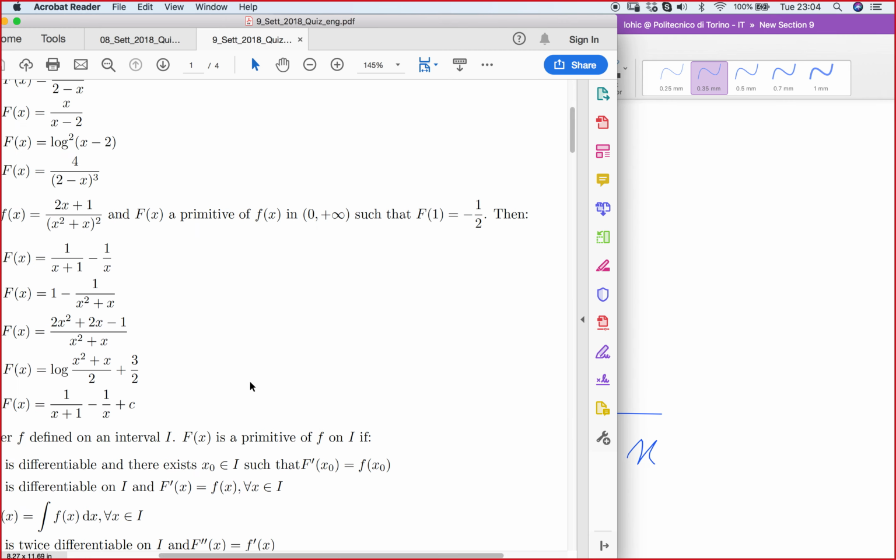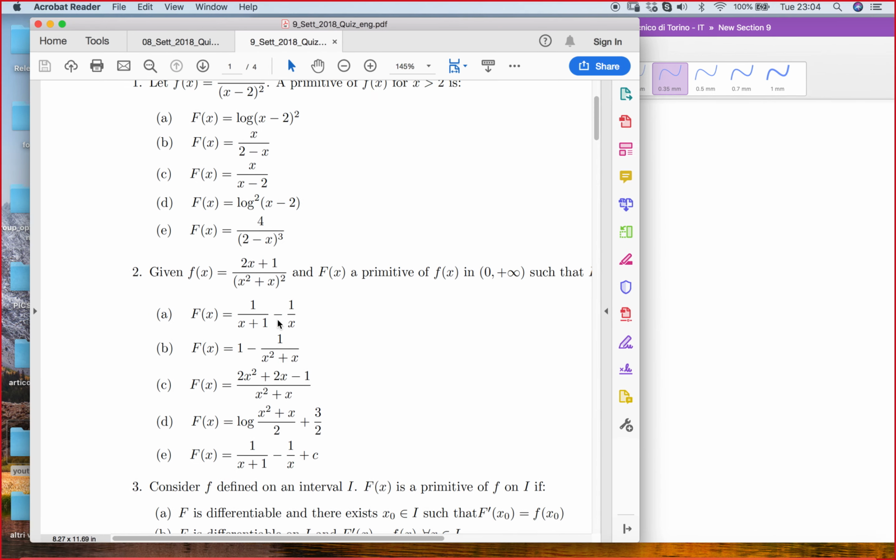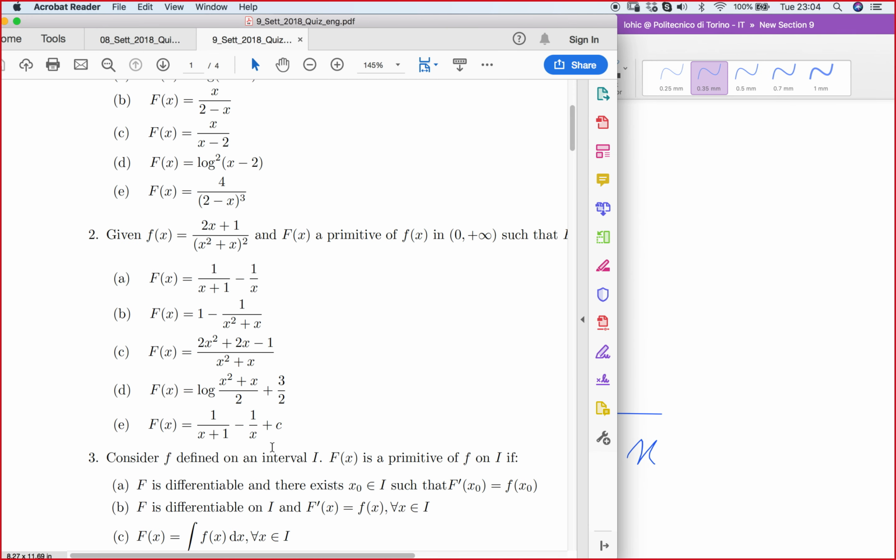But if I check here, it seems like I don't have it. I need to check the one that maps to it. The answer cannot be E for sure, because the answer should not have the constant. The answer cannot be D. So the answer is between A, B and C, right?